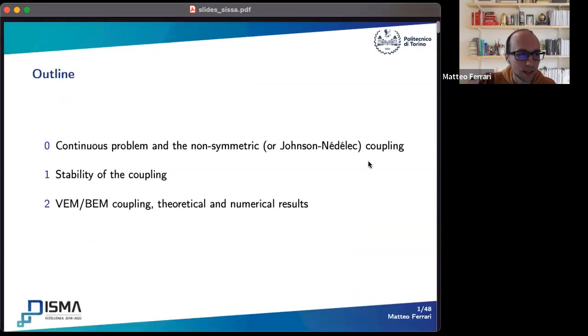The talk is essentially divided in three parts. Part zero, an introductory part with the notation, the model problem, and the definition of this non-symmetric, sometimes called Johnson-Nédélec, coupling. Then a first big part where I will talk about what is new and what needs to be done on the stability of the continuous formulation of this coupling. And a second part where we will propose a numerical scheme based on the coupling between the virtual element method, VEM, and boundary element method, BEM. And I will show some numerical results.